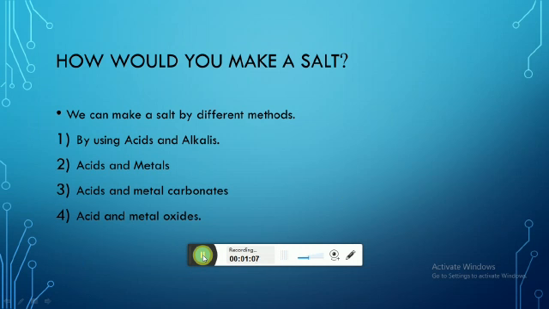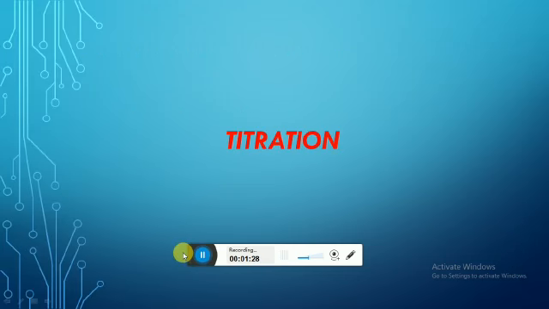Okay, now in this lecture our aim is to discuss titration using acid and alkalis. Through acid and alkalis, I mean by the first method, we can discuss titration. So in this video lecture, we will discuss in detail the process or the experiment titration. So the question is, what is titration?